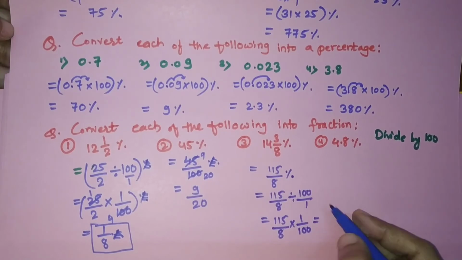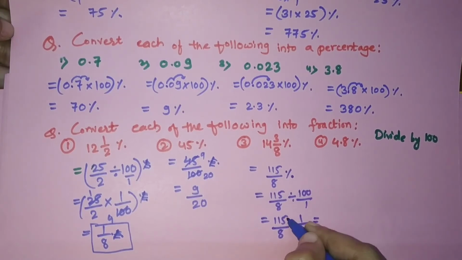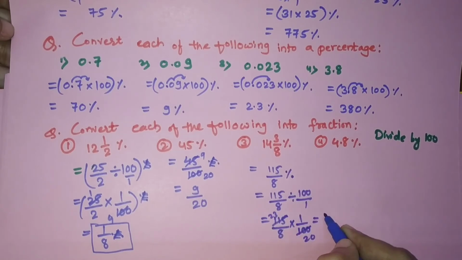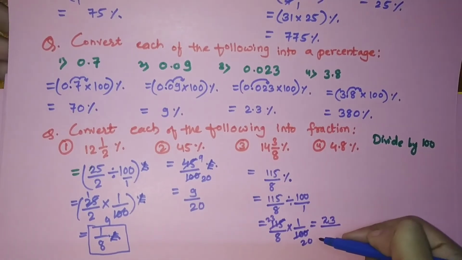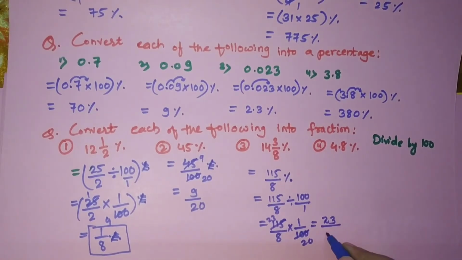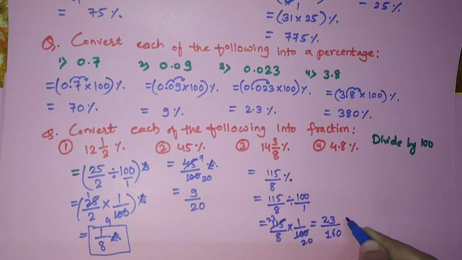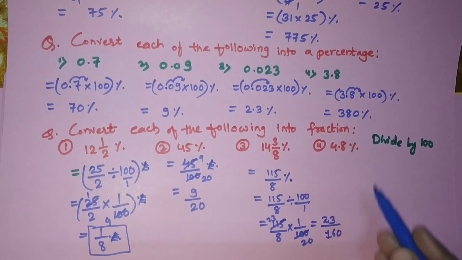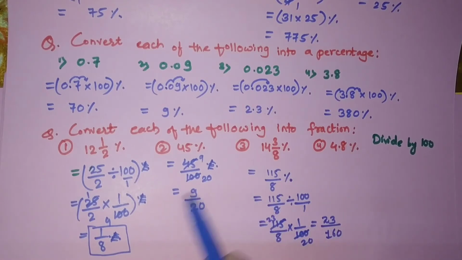So just divide it by 5. 5 2s are 10. Here again 5 2s are 10. Here 5 3s are 15. So you'll get 23 upon, you just multiply 8 into 20. So 8 2s are 16, 160. So it is 23/160. We are converting into fractions, so no need to give the percentage symbol.